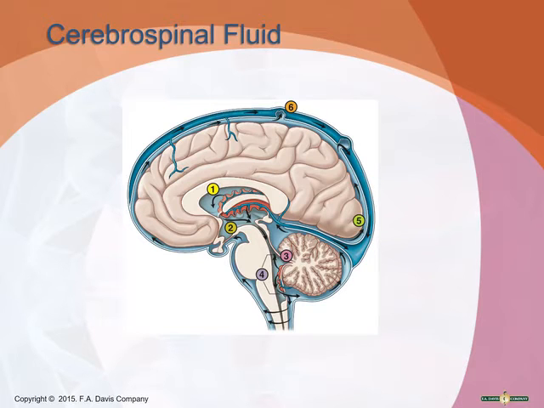The brain monitors the level of CO2 in the cerebrospinal fluid, and that triggers responses to help the body maintain homeostasis.